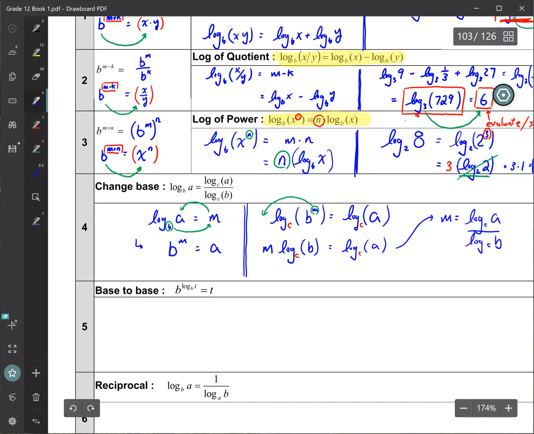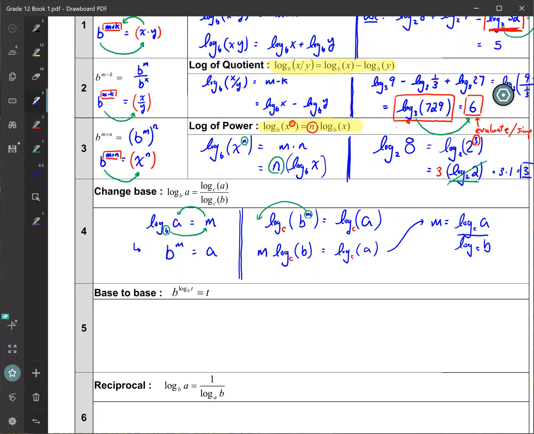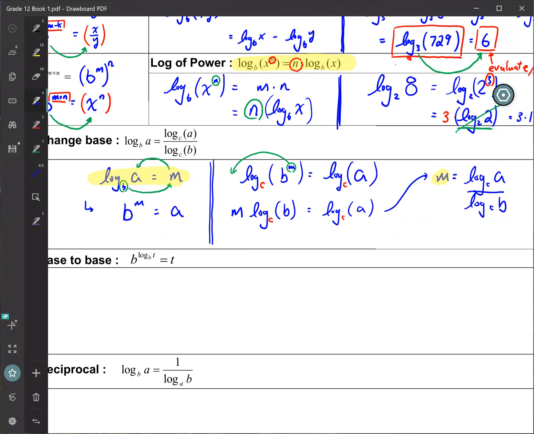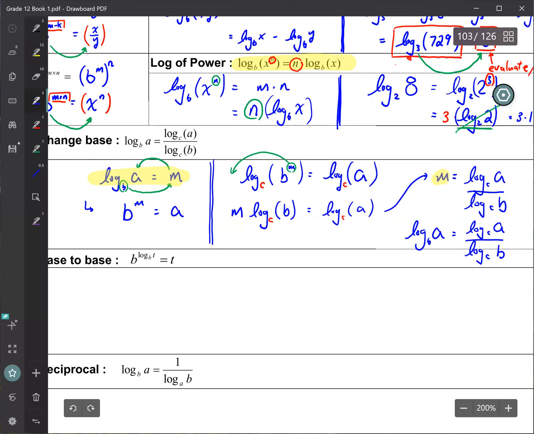And remember what the m was before. Look at the yellow highlighted. m was the log base b of a, right? So I'm going to replace the m back, right? So it will look like log base b of a equals log base c of a over log base c of b. Okay, so that is the formula that we have here.